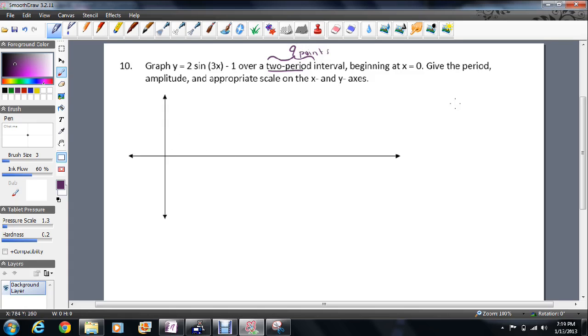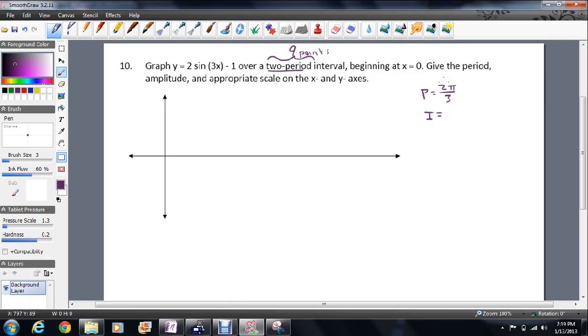Okay, so let's get some things out of the way first. The period is 2 pi divided by the b value. The b value in this case is 3. The interval, even though they didn't ask us to state that, is going to help us graph it.